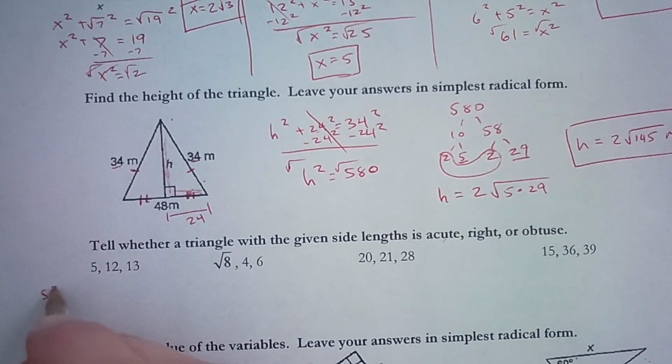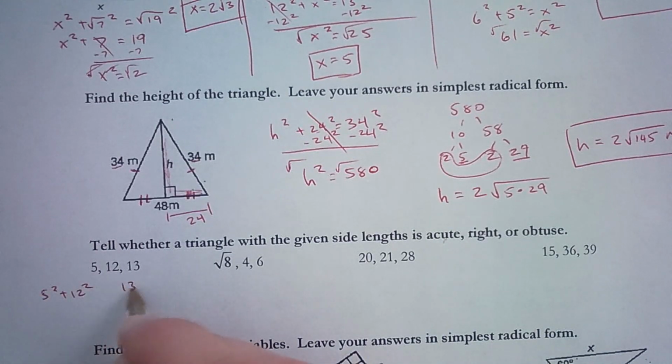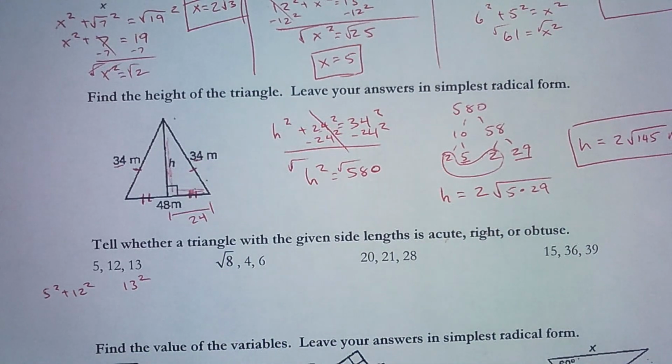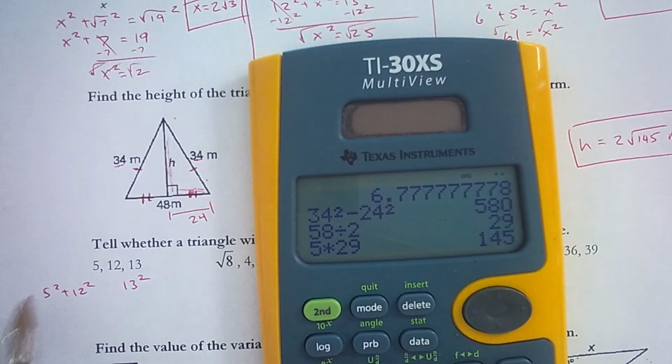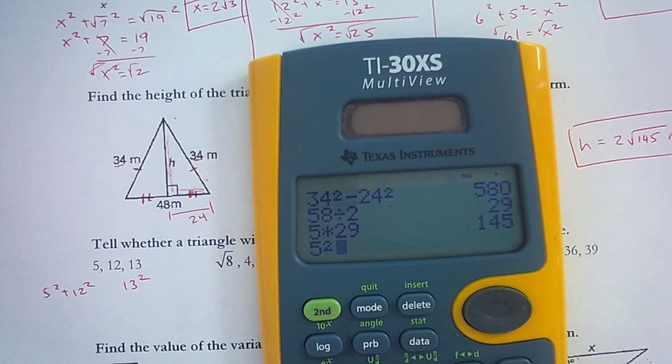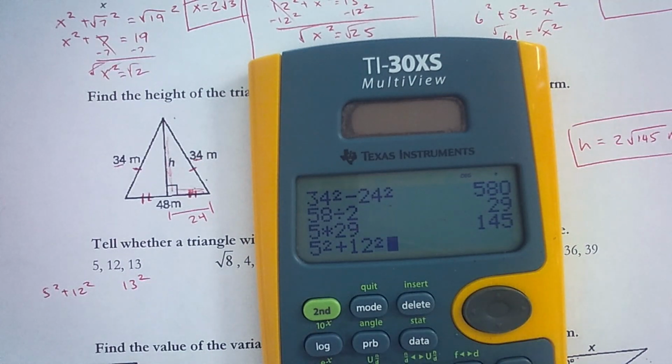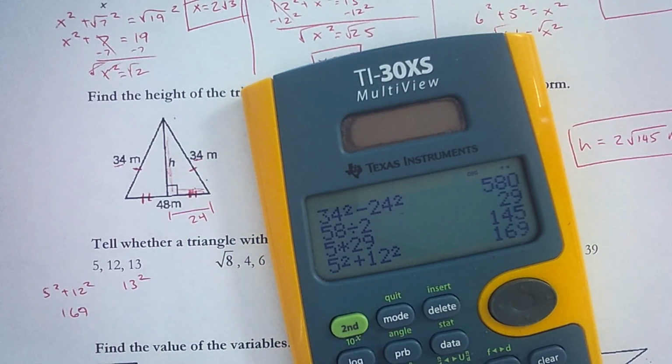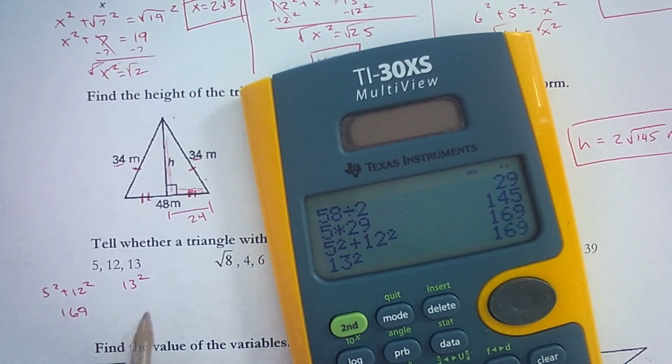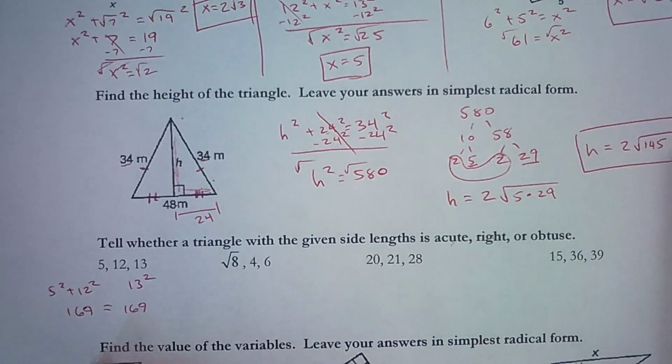So here we have 5 squared plus 12 squared compared to 13 squared. Okay, so that's 25 plus 144, or we could just type in 5 squared plus 12 squared. And we get 169. And 13 squared is also 169. So a squared plus b squared is equal to c squared, making this a right triangle.